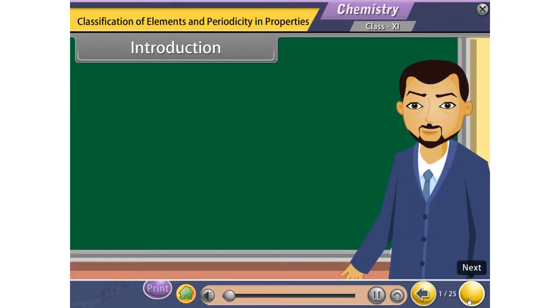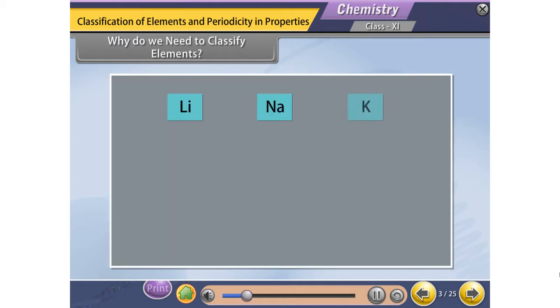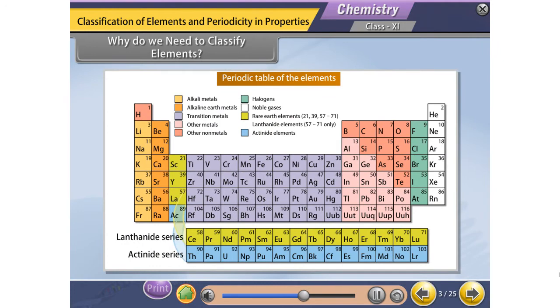Introduction to objectives. Why do we need to classify elements? Before the beginning of the 18th century, few elements were known. As time passed, a large number of elements became known, and today we know 114 elements, and now it becomes quite essential to classify them. The classification of elements led to the formation of the periodic table. Thus, the periodic table may be defined as the table giving the arrangement of all the known elements according to their properties so that similar elements fall within the same vertical column and dissimilar elements are separated.